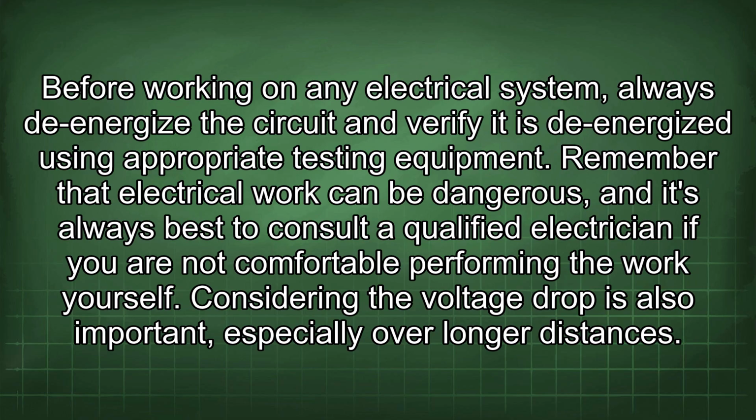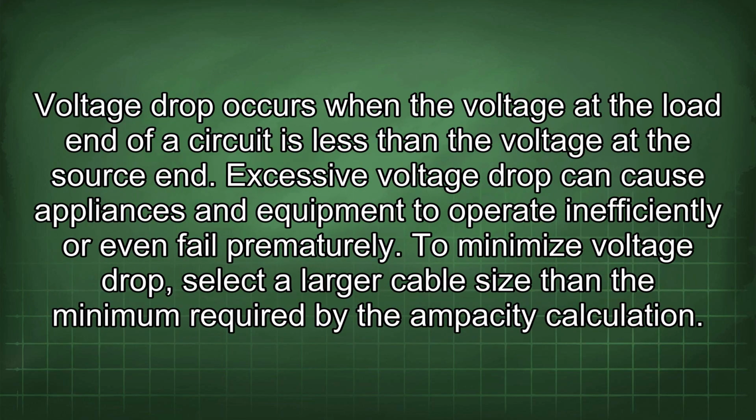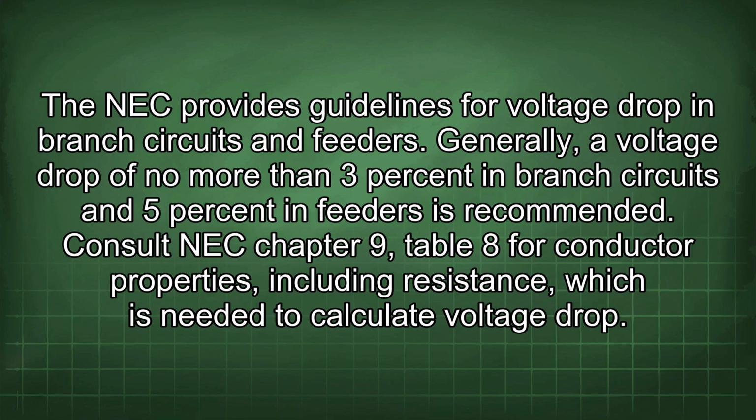Considering the voltage drop is also important, especially over longer distances. Voltage drop occurs when the voltage at the load end of a circuit is less than the voltage at the source end. Excessive voltage drop can cause appliances and equipment to operate inefficiently or even fail prematurely. To minimize voltage drop, select a larger cable size than the minimum required by the ampacity calculation. The NEC provides guidelines for voltage drop in branch circuits and feeders. Generally, a voltage drop of no more than 3% in branch circuits and 5% in feeders is recommended.